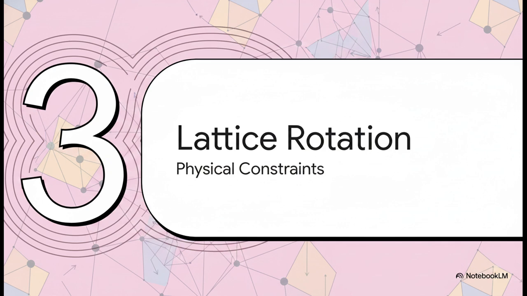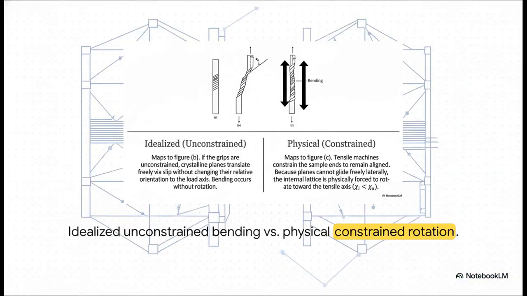So we know the threshold for yielding, but what dynamically happens the moment after that critical threshold is breached and slip actually activates? Think carefully about the physical reality of tensile testing. If a sample were completely unconstrained in a vacuum, crystalline planes would just glide freely, essentially bending without rotating the lattice at all. But in physical reality, tensile machines firmly grip the sample ends, enforcing a strict vertical alignment. Because the atomic planes can't just slide laterally out of the machine grips, the internal crystal lattice is physically forced to rotate toward the tensile axis as the material elongates.